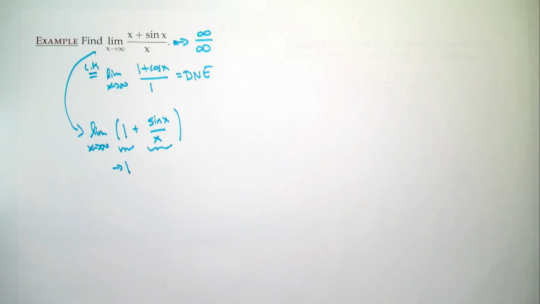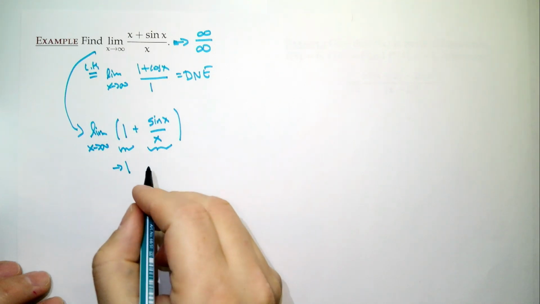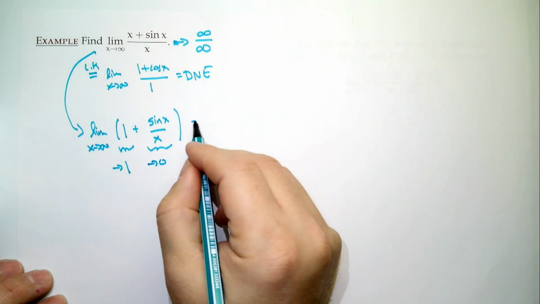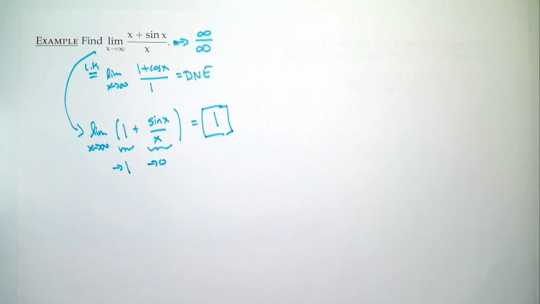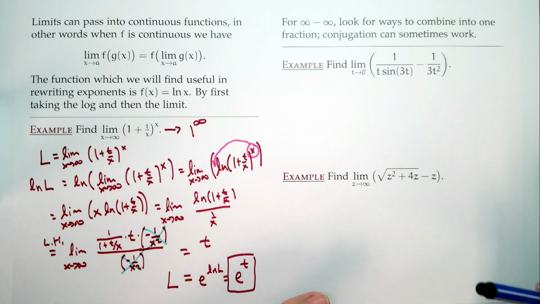Because the sine of x on the top doesn't change much. It's always between negative 1 and 1. But the x downstairs changes. It gets big. So it's a small number over a big number. That goes to 0. And therefore, the answer of this limit is 1. So even with l'Hopital, there can be struggles. So you've got to be careful. Well, we have a couple more problems to work through. So let's do it.